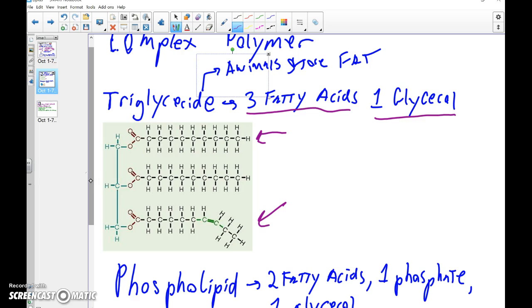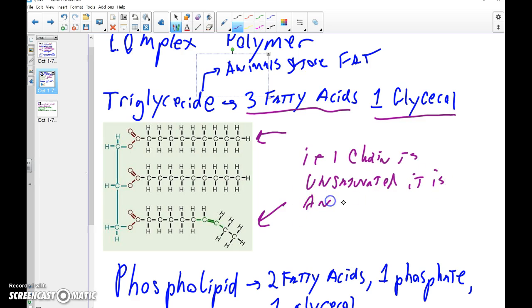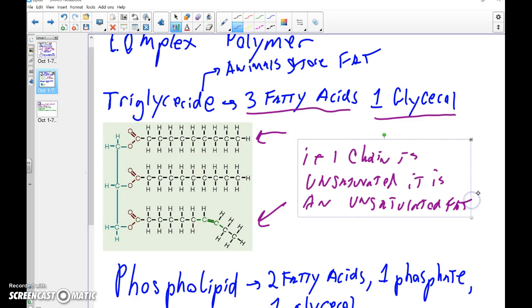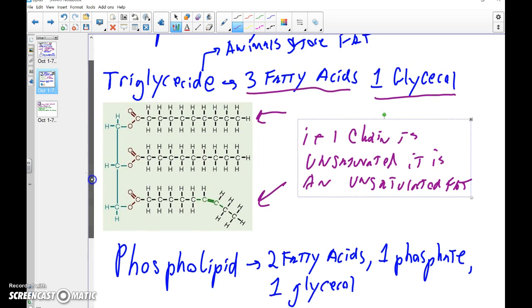If one chain, one fatty acid is unsaturated, generally we refer to it as an unsaturated fat. So if one chain is unsaturated, it is an unsaturated fat. Okay? Now, there are other varieties on here.